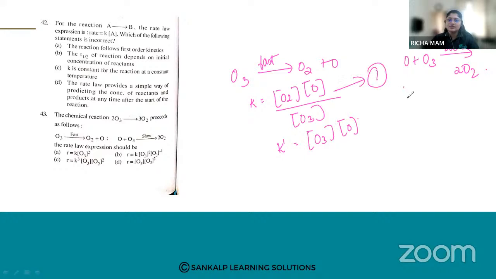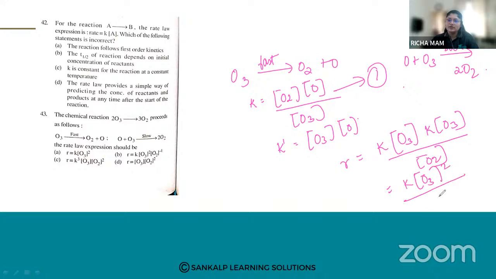So if you take this as equation 1, rate is equal to k into O3 into k of O3 by O2. So this will be k of O3 squared divided by O2, so O2 will go up and it will become O2 raised to minus 1. So which one is the correct answer? Option B. So from equation 1, you have to put this expression in equation 1, and you will get the rate expression like this. So a bit of a tricky one. Fine.